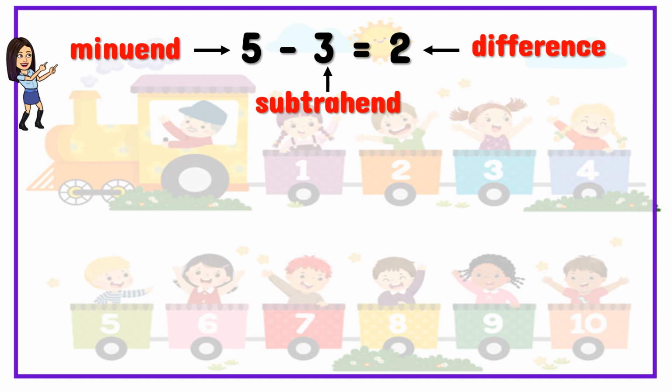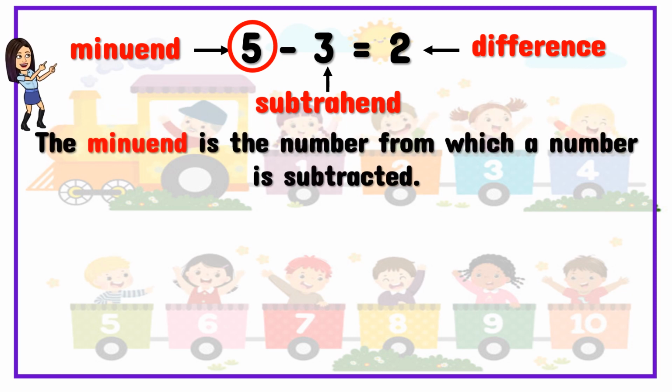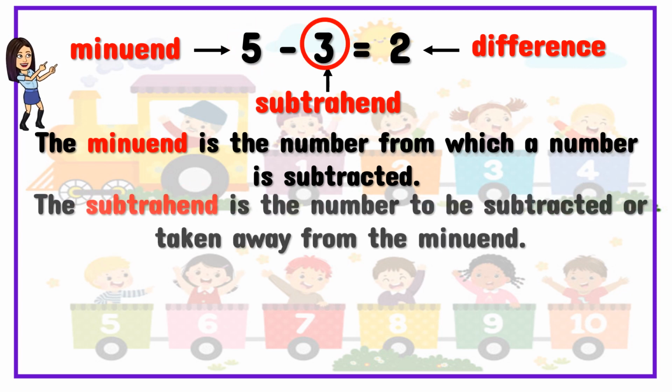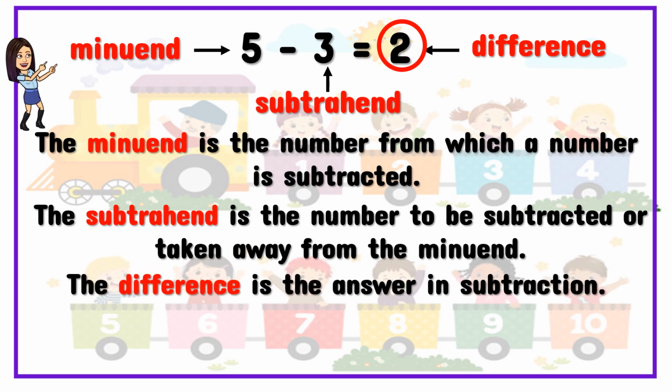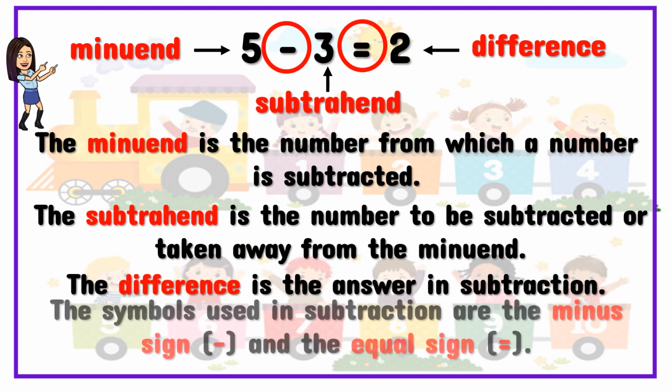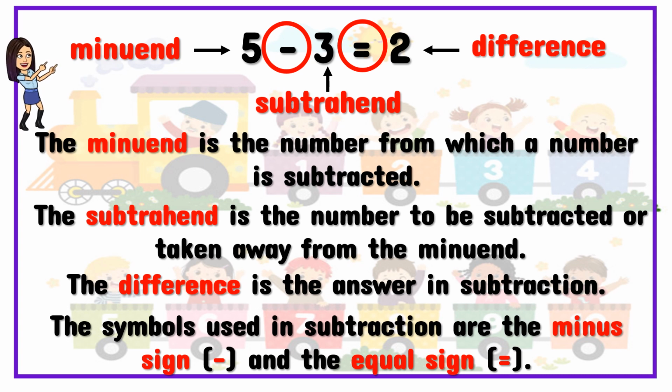So once again, 5 minus 3 is equal to 2. 5 is the minuend. The minuend is the number from which a number is subtracted. 3 is the subtrahend. The subtrahend is the number to be subtracted or taken away from the minuend. And 2 is the difference. The difference is the answer in subtraction. The symbols used in subtraction are the minus sign and the equal sign.